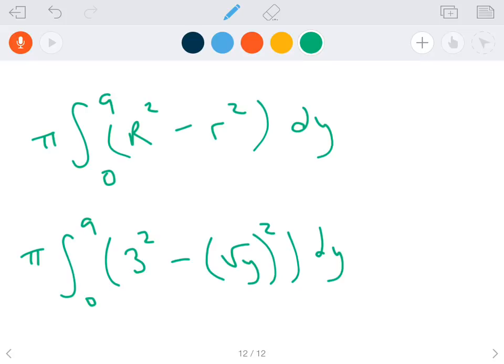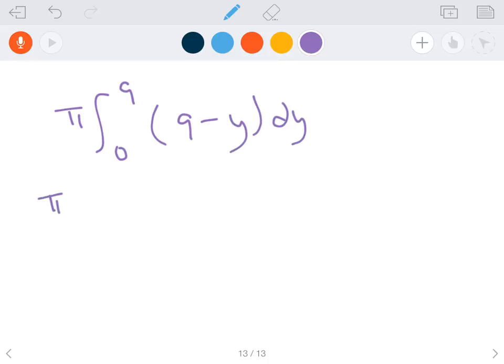This one's not too bad to evaluate. Let me simplify it before I integrate. I'll switch back to purple. I just really like that. So this is pi times the integral from 0 to 9 of 9 minus y dy. So that's pi times 9y minus y squared over 2. That's evaluated from 0 to 9.